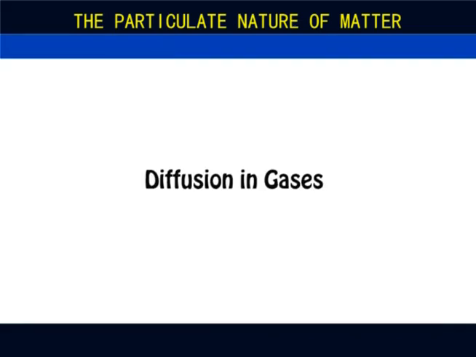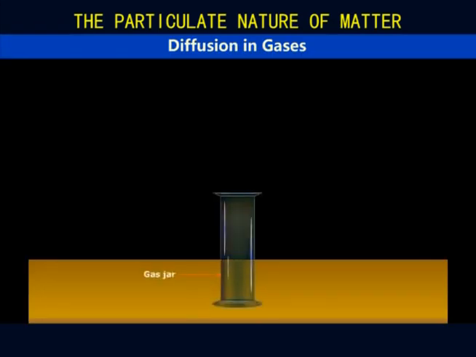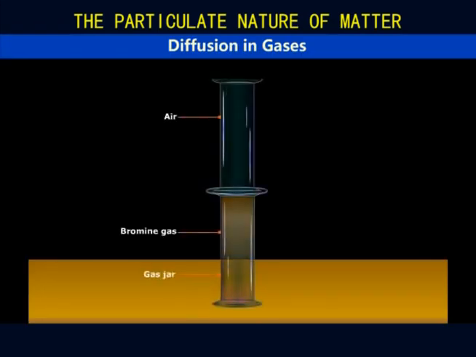Diffusion in gases. Again, arrange a gas jar containing bromine gas and another containing air. Remove the cover plate. The brown color of the bromine gas rapidly spreads into the jar containing air to produce a uniform bromine-air mixture of pale brown color.